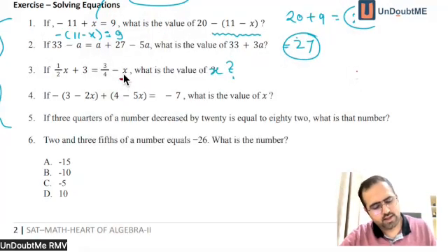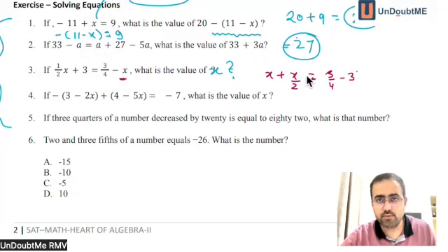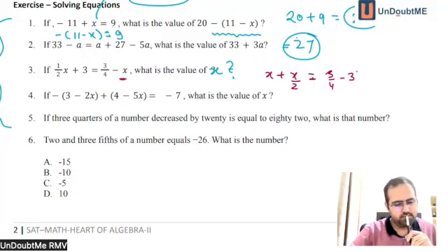I send this x on the other side, so it will be x plus x by 2, and 3 by 4 minus 3. If you get the answer, let me know. But you can't do the same thing you did at 1 and 2 with number 3, right? No, we can't because they are just asking x. So we have to actually solve it like an equation.